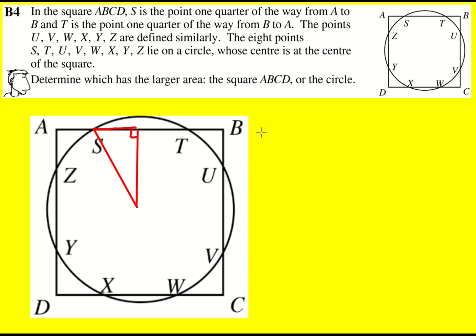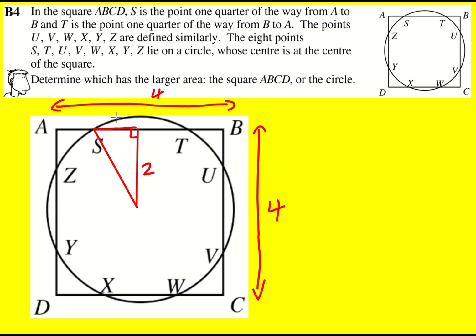Now, let's just suppose that the length of the whole square is 4. I can do this. It's just asking me which has the larger area. So I could call it 4x if I wanted to, but under enlargement, x can take any value. It'll still be the same whether the circle or the square is larger. So I'm just going to go with 4 here. That means that this length is 2. And then because this is also 4 and S is a quarter of the way along, this is 1.